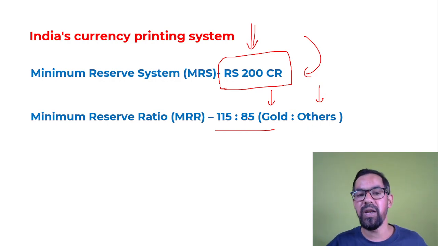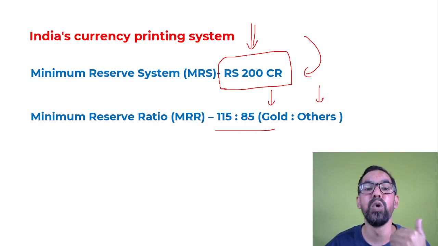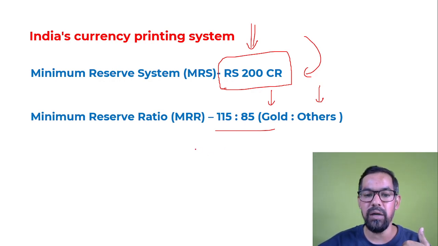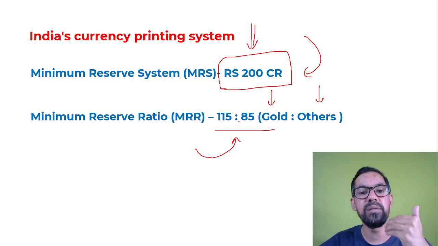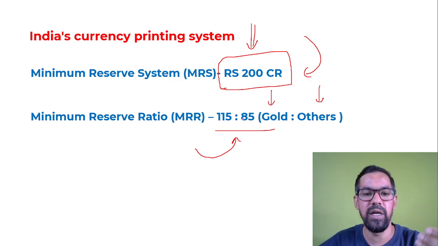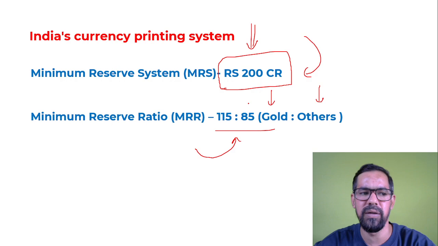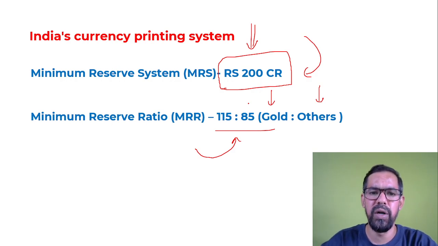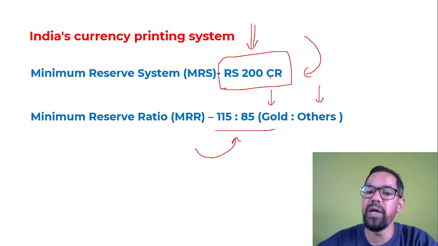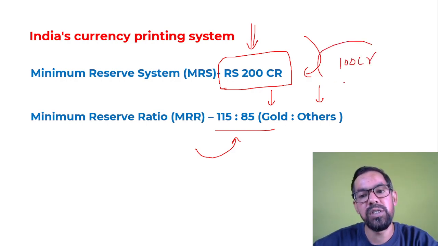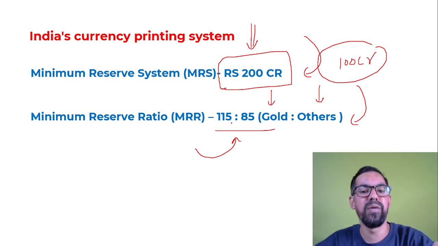That means whenever RBI prints new currency in the market, they make a reserve of 200 crore rupees, and the maximum part is generally in the form of gold, and 85 is other, which can be government securities, debt to some other countries, or foreign currency and all. Let's say the government of India prints 100 crore rupees of new currency notes, then this ratio will become just half: half of 115, half of 85.